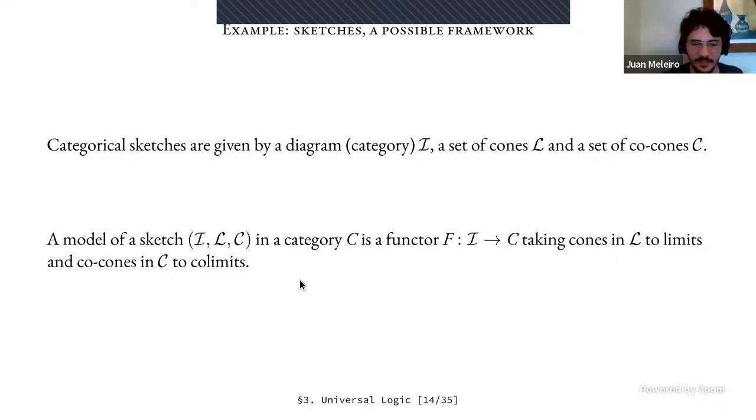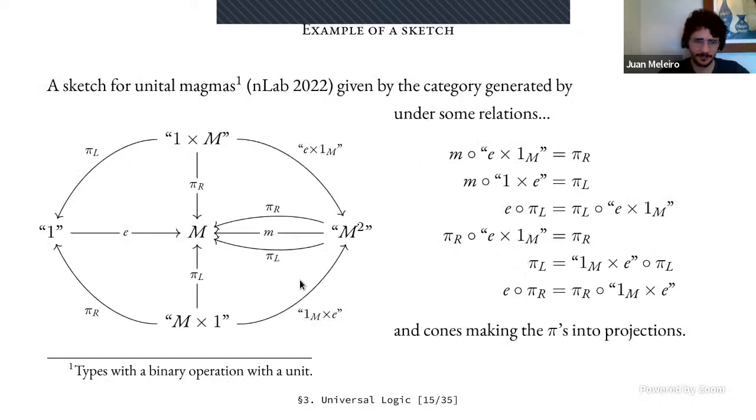So let's look at an example to make it more concrete. Again, this is just to illustrate what a framework for universal logic could look like. A sketch for unitomagmas, the theory of unitomagmas. A unitomagma, by the way, is a type with a binary operation and a unit. It's given by this category. Actually, the category generated by this diagram under the relations on the right, which are usually expressed using other diagrams inside of the category, but that gets unwieldy fast.